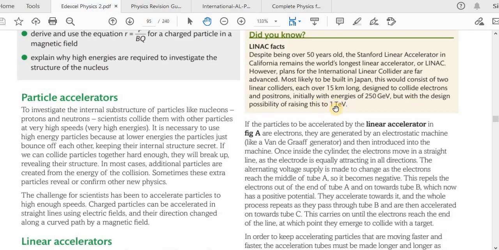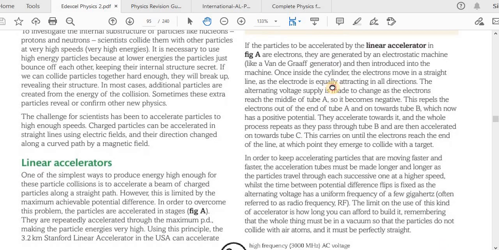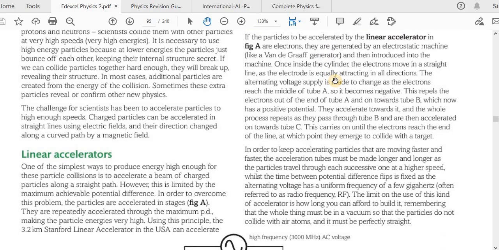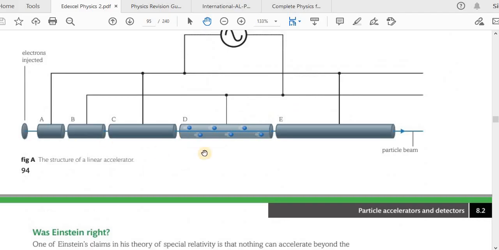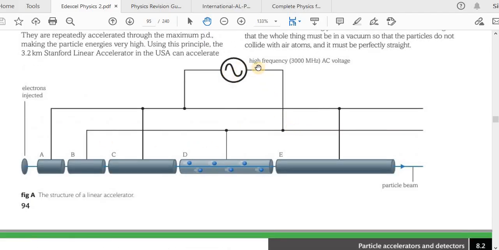10 to the power 12. So 1 into 10, or in other words 10 to the power 12 electron volts. If the particles to be accelerated by the linear accelerator in figure A are electrons, so here you can see, have a good look at this figure. The high frequency 3000 megahertz AC voltage.